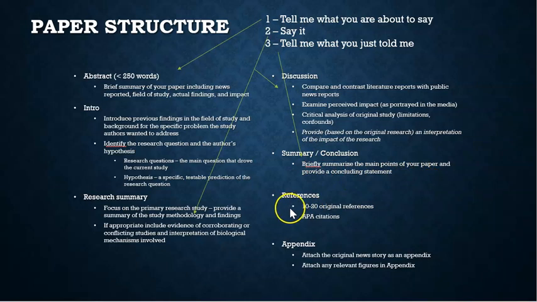Now, references. You're going to have 10 to 20 original references. When I say original references, I mean not the news article and not the research article the news was written on. Okay? So, if you have 10 original references, that means you're going to have 12 total references. Right? You're going to have 10 original plus your news article plus the original research article. I hope that makes sense. If you have questions, always let me know.